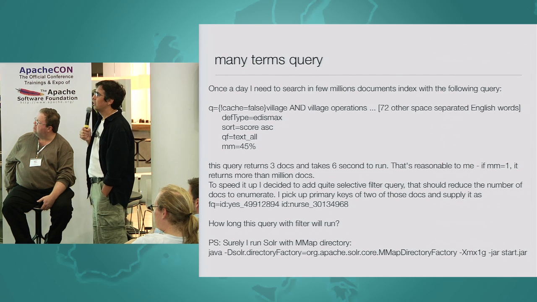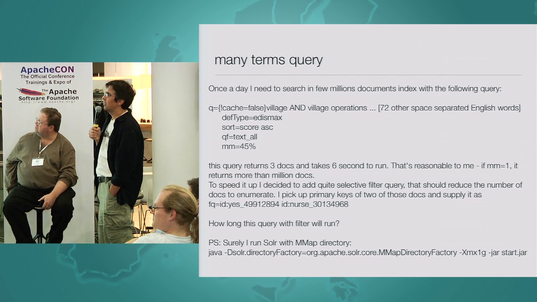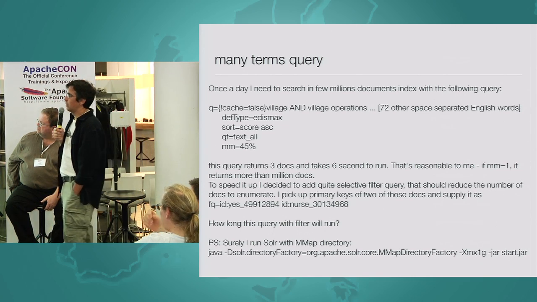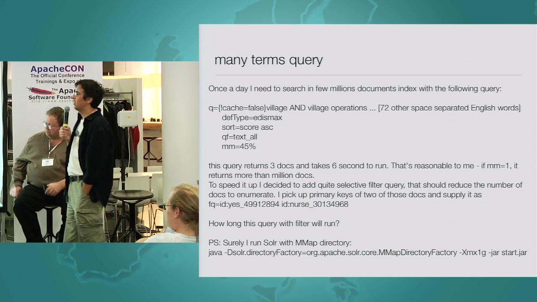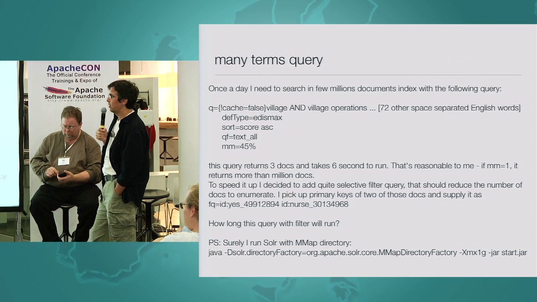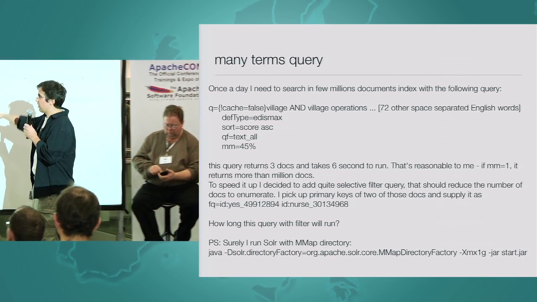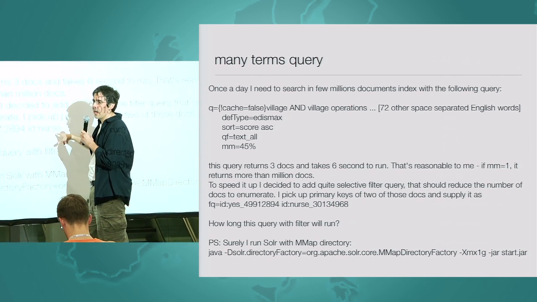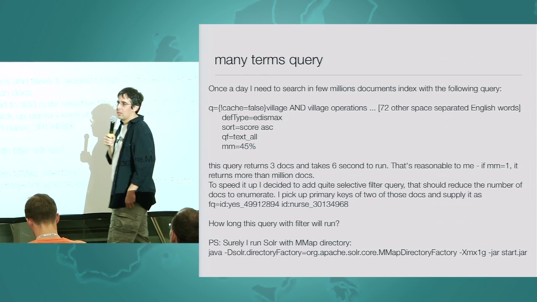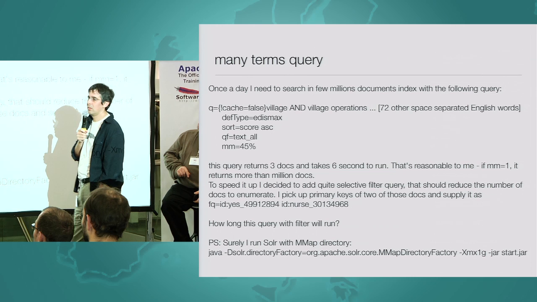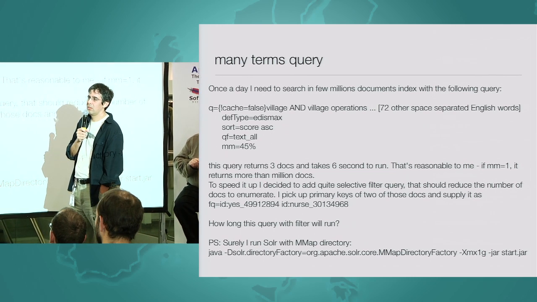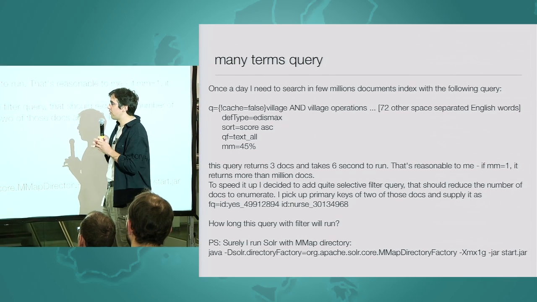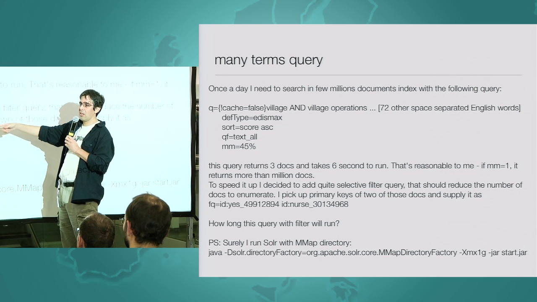Then, to speed it up, I want to supply a highly selective filter. So I pick up two primary keys from these documents and put them as a filter query. The key being here that you're not actually trying to find everybody who matches this. You want to know what is the score of this query against these two documents right here, or whether they are in this search result. And if so, what are their scores? Absolutely, I need scores.